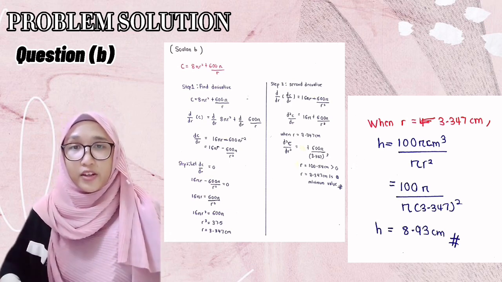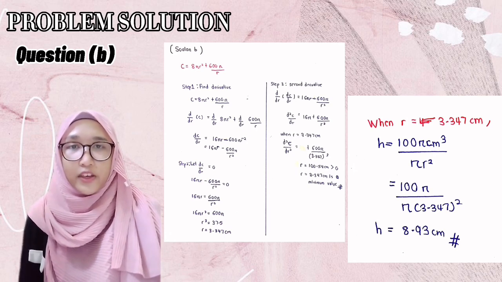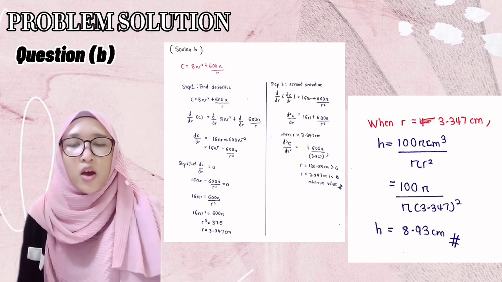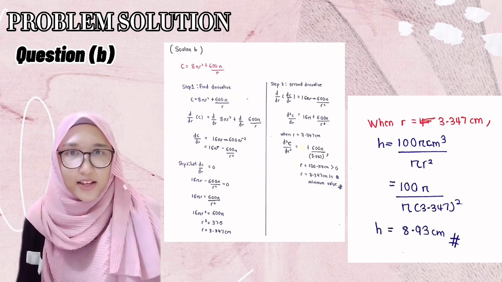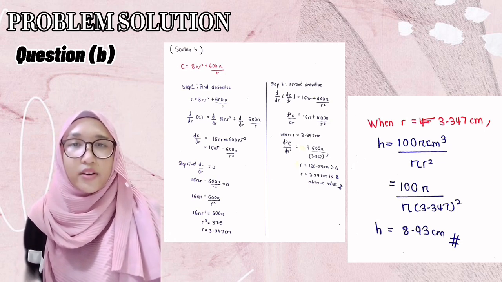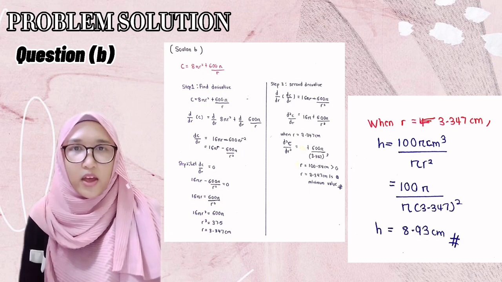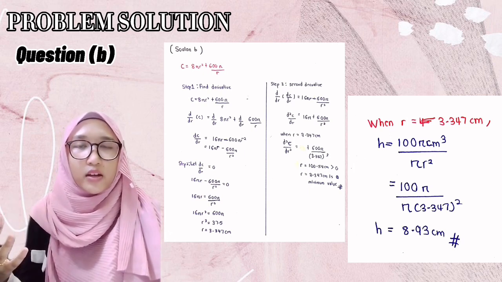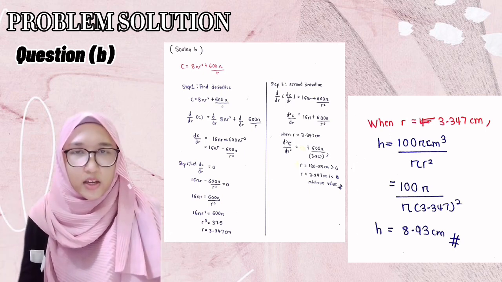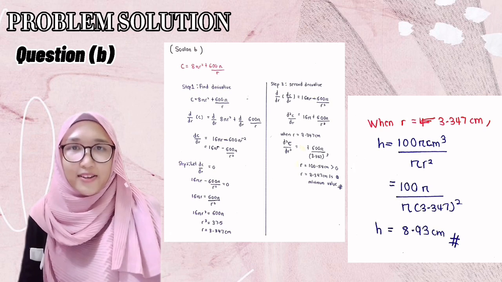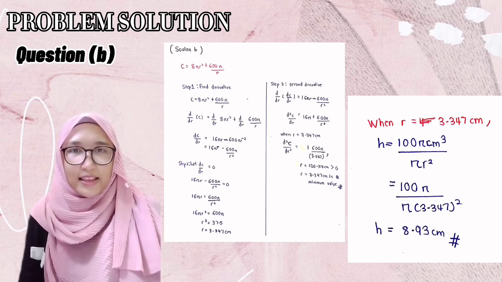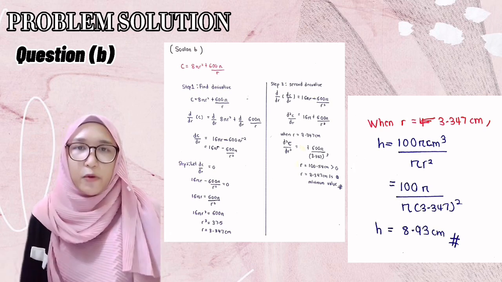Okay, to find the height of the can at minimum value, we just substitute the r value in the formula h equal to 100 pi over pi r squared. That's the formula we got from the question. Okay, so we will get the height of the can is 8.93 cm. I think that's all for the B question.